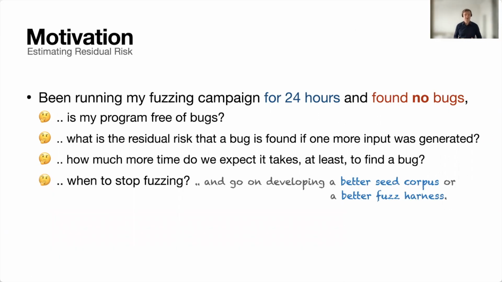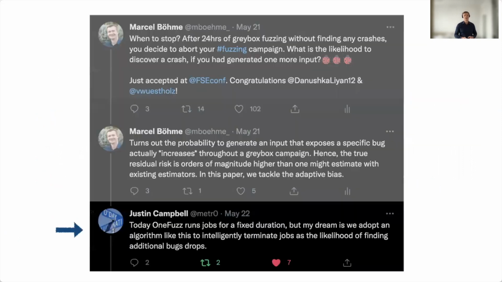Most important for practitioners in the security community is, when do we stop fuzzing? And when do we invest our time more economically into developing a better seed corpus or a better fuzz harness? If you do fuzzing at a scale like Microsoft or Google, where you have 500 programs and fuzz these 24 hours a day, 7 days a week on 100,000 computers, then you also want to be very economical in assigning these computational resources to your bug finding. You want to maximize the number of bugs found per unit time, and estimating residual risk is contributing directly towards this goal.